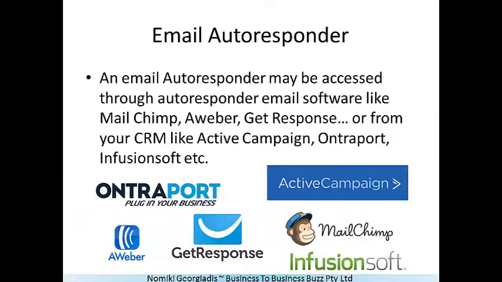Next, let's have a look at an email autoresponder. This is another part of the puzzle that you need. It's another piece of the sequence. An email autoresponder can be accessed through autoresponder email software, for example, MailChimp, Aweber, GetResponse, or possibly from your CRM, your client relationship management software like ActiveCampaign, Ontraport, or Infusionsoft. If any of these are confusing to you, or you don't know what I'm talking about or what I've spoken about previously, contact me, connect with me. There might be some way I can help you with all of this. It's a very, very important part of your strategy in your online marketing.